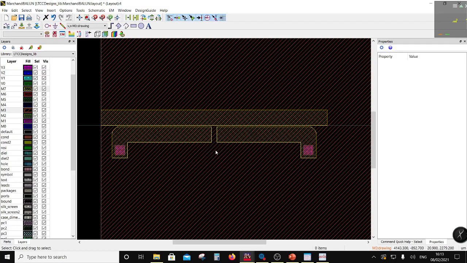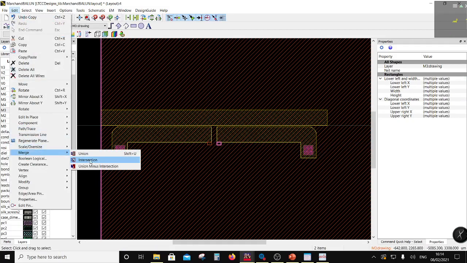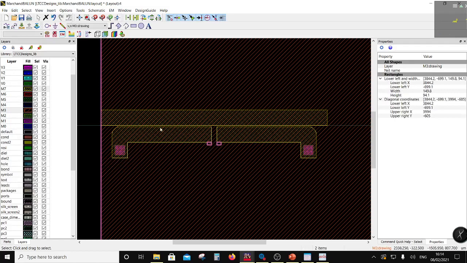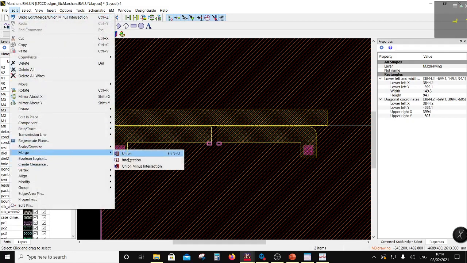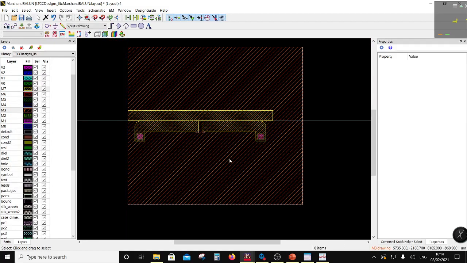Okay, so let's put here a small gap. Edit, merge, union minus intersection, and this one, edit, merge, union minus intersection. Okay, this is done. So this is my BALUN design.